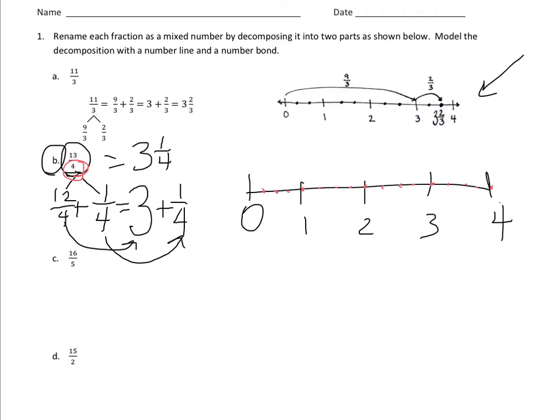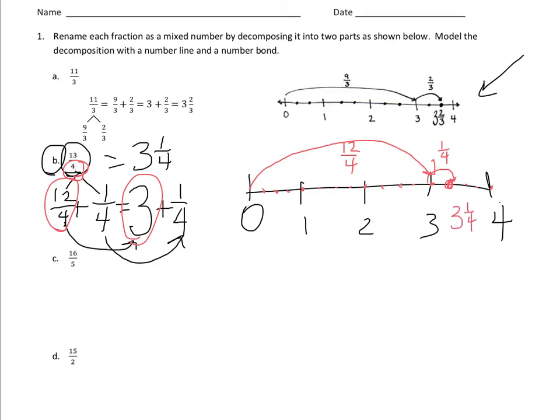Then we want to show exactly what we had here. So we said we know that 12 fourths is the same as 3 whole. So we're going to make that jump from 0 to 3, and that's going to represent our 12 fourths. And then we just went 1 fourth more, so we're going to show that as 1 fourth. And this dot that we ended up at is 3 and 1 fourth.